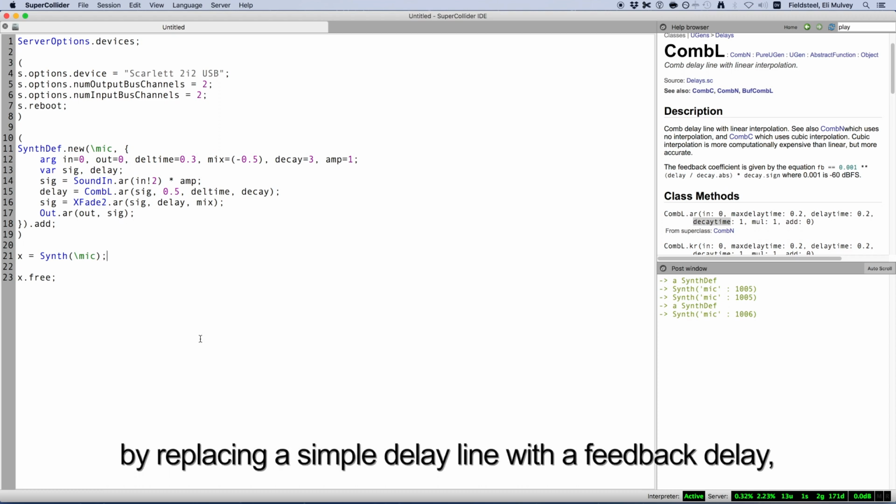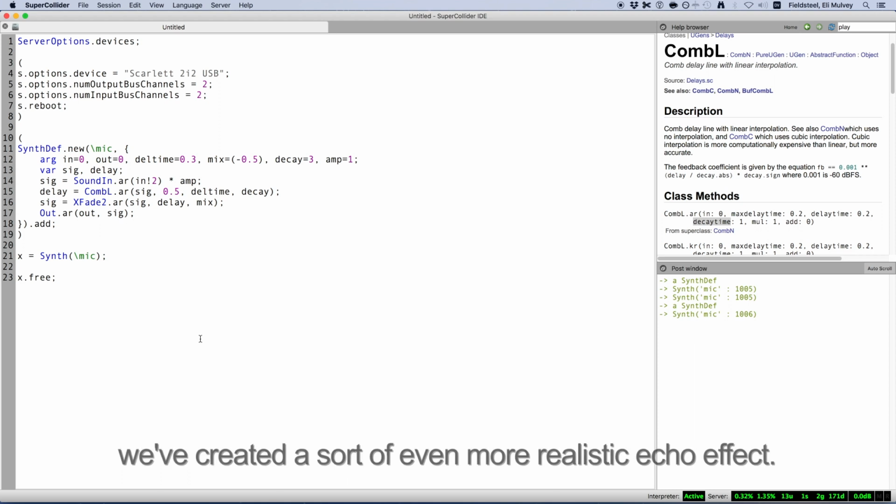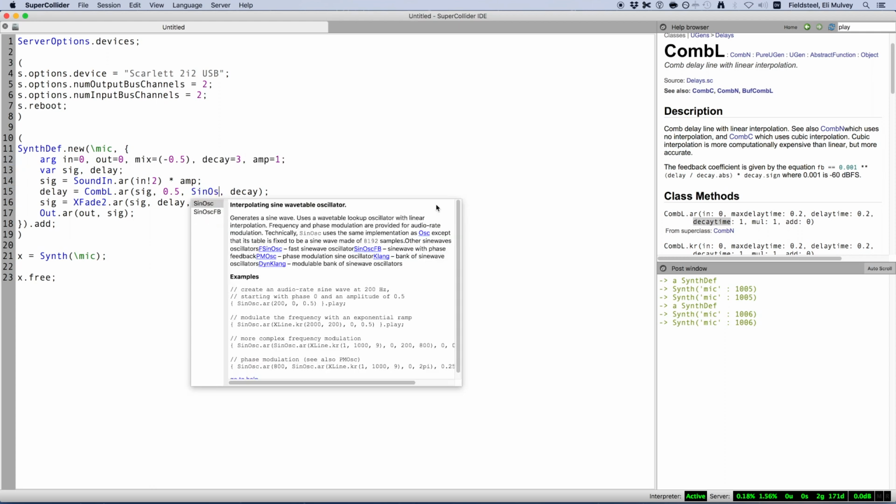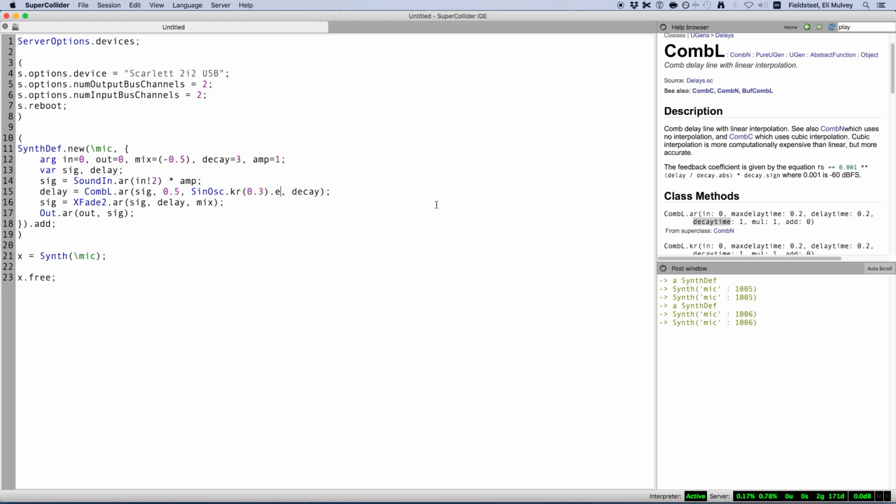By replacing a simple delay line with a feedback delay, we've created an even more realistic echo effect. But there's no reason we need to keep things confined to the plane of reality. Currently, our delay time remains fixed. So instead, let's use a sine wave to control the delay time, fluctuating between, let's say, 0.1 and 0.4 seconds.